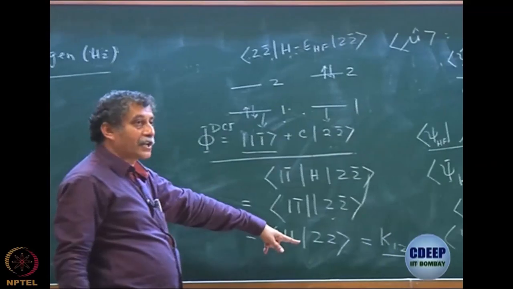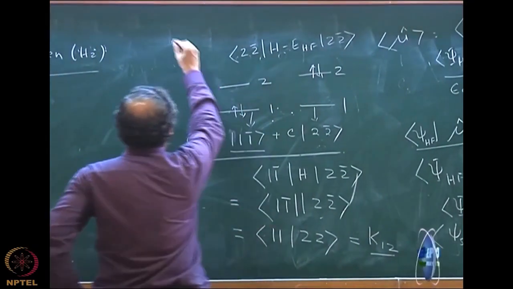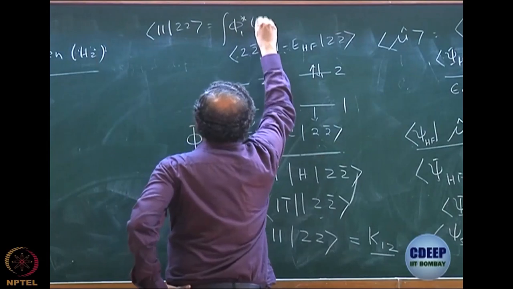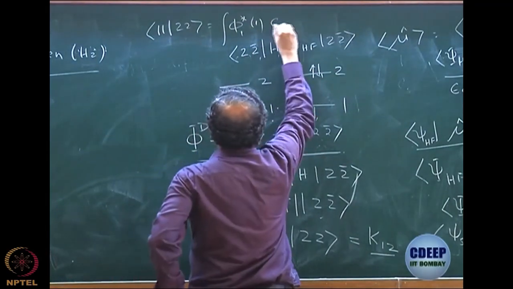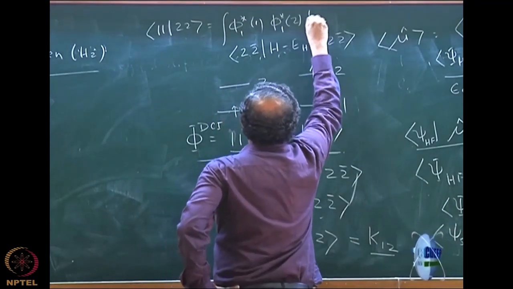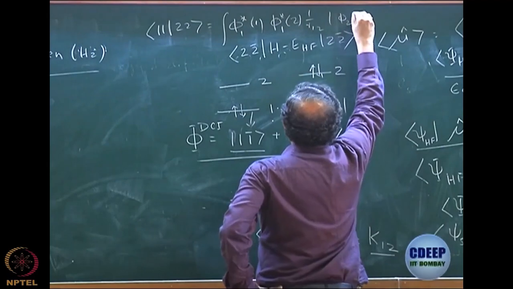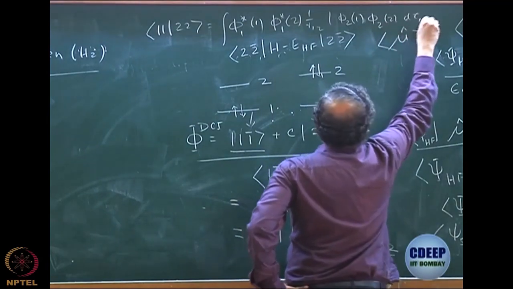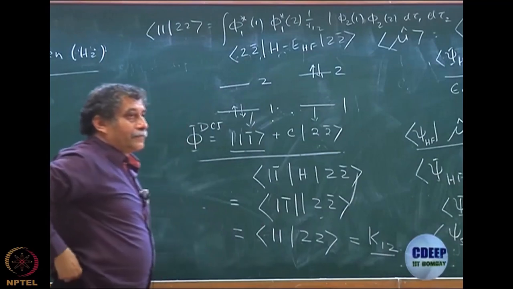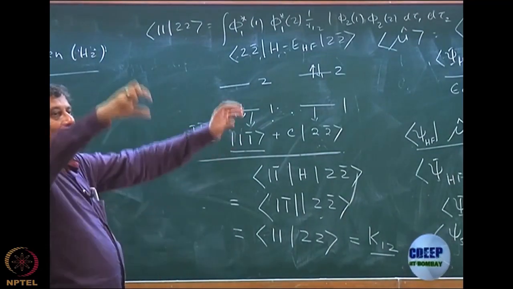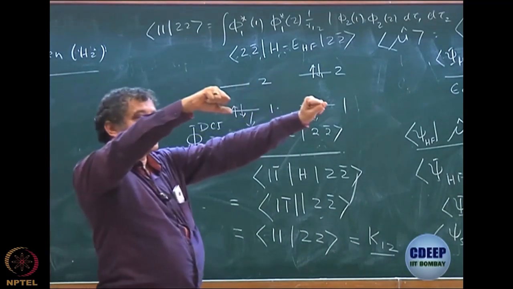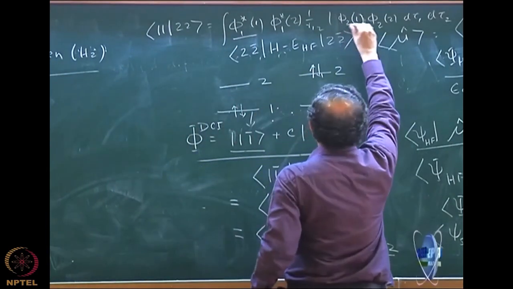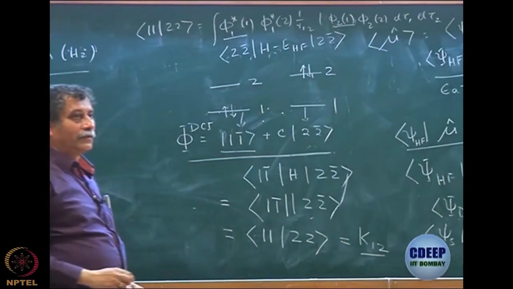Which one? This one. Why is it called an exchange integral? What is 1 1 2 2? Let us say 1 is phi 1 molecular orbital. Phi 1 star of 1, phi 1 of 2, 1 by r12, phi 2 star of 1, phi 2 of 2, with spin functions alpha, beta. So, is it not an exchange integral? What is the Coulomb integral? When there is a charge density, one electron is sitting on one orbital, another electron is sitting on another orbital and interacting. Here you see the electron 1 is sitting on phi 1 star, phi 1, and here it is on phi 2. So, that is no density.